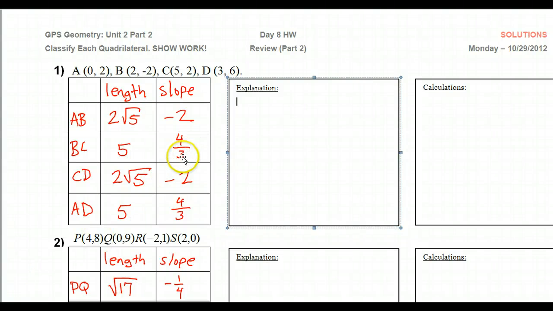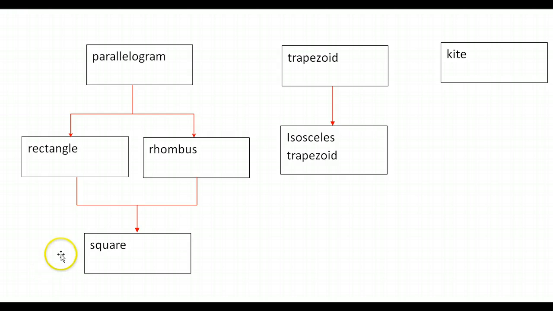Okay, this is the second half of the review. This is the part where we calculate the lengths of all the sides of the quadrilateral, and we calculate all the slopes, and we try to figure out which of the quadrilaterals it is. And here is the flow chart of that.